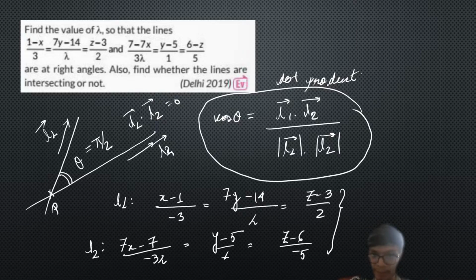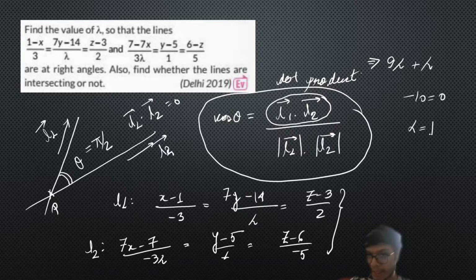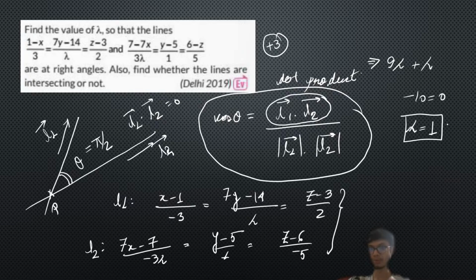So let us see. If we set this dot product equal to 0, we get 9 lambda plus lambda minus 10 equals 0. So from here I get the value of lambda equal to 1. It's a simple calculation. For doing this calculation you get 1 mark, and for showing the solution you get a half mark. This was a 3-marker problem. So you get the value of lambda.